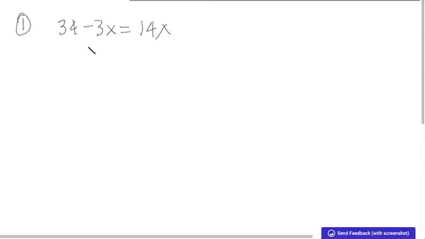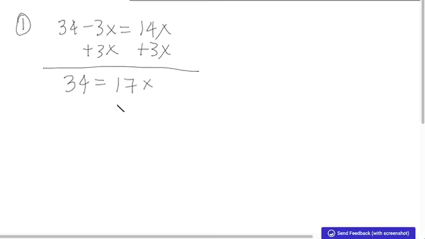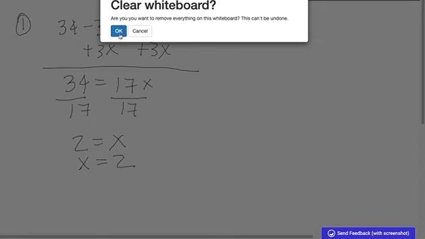Okay, picking on the little guy, and also we're just being efficient and moving the variables over, which are already on the right side anyway, be the easiest. And we get 34 equals 17x, and now I'm going to divide each side by 17, and we end up with 2 equals x, or in other words, x equaling 2. All right, so that's number 1 of the checkpoint.